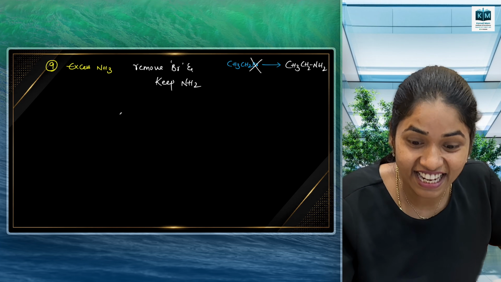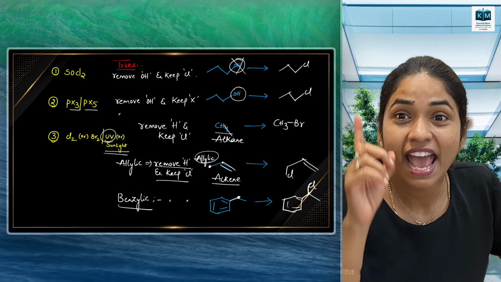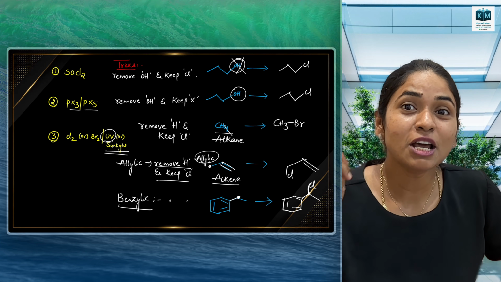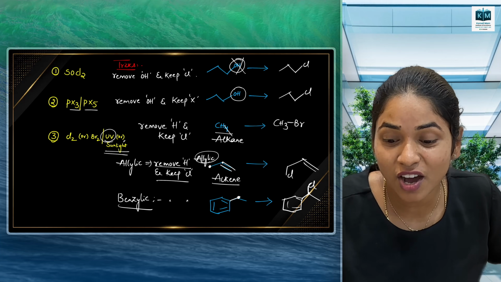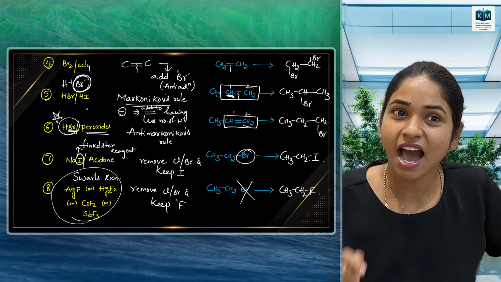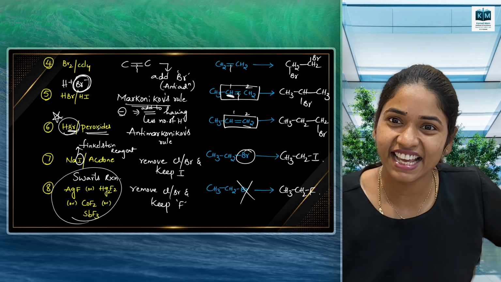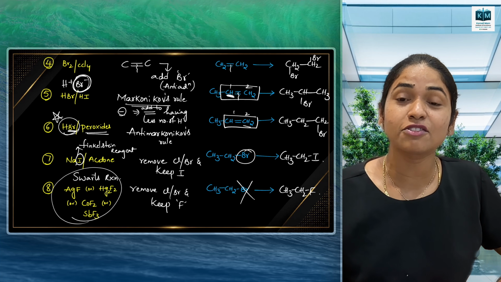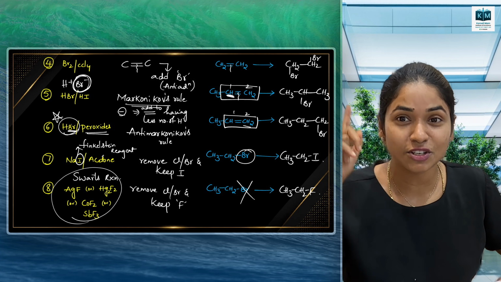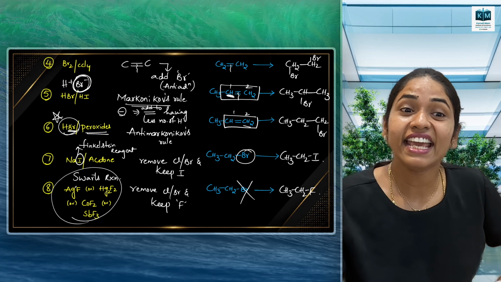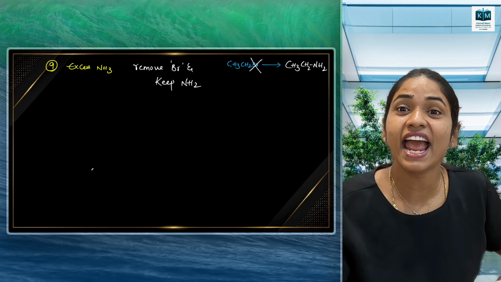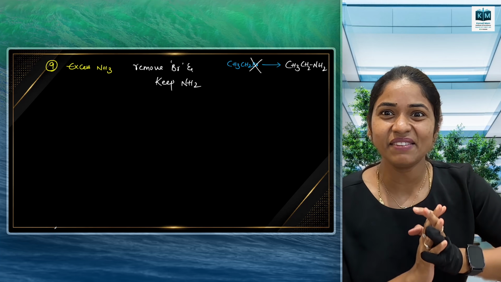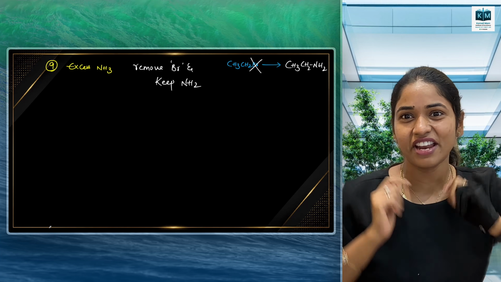What are those 9 reagents, students? SOCl2, PX3 or PX5, chlorine or bromine in presence of UV or sunlight, bromine in carbon tetrachloride, HBr or HI Markownikoff's rule, HBr in peroxides anti-Markownikoff's rule, sodium iodide in acetone Finkelstein reaction, AgF Swarts reaction, and excess ammonia gives primary amines. So in less than 9 minutes you learnt 9 different reagents.